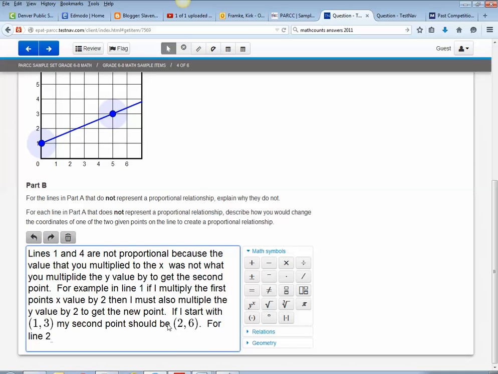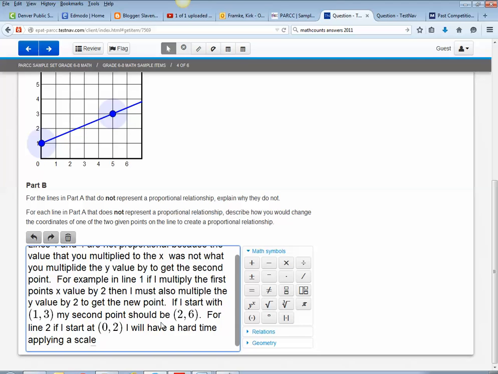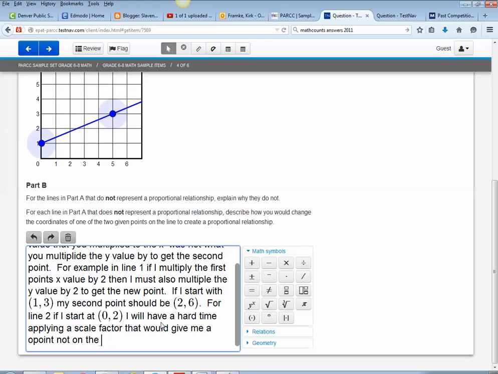For line 2, if I start at 0, 2, I will have a hard time applying a scale factor that would give me a point not on the y-axis. So in other words, anything I multiply 0 by will always get me 0. So in that case, I just end up with a line that is a straight vertical. All right.